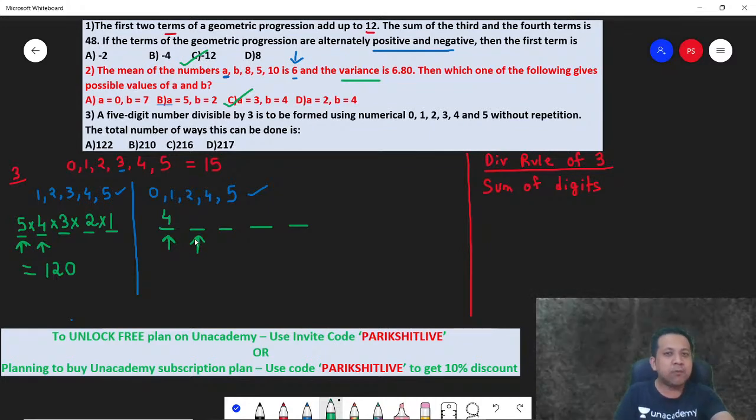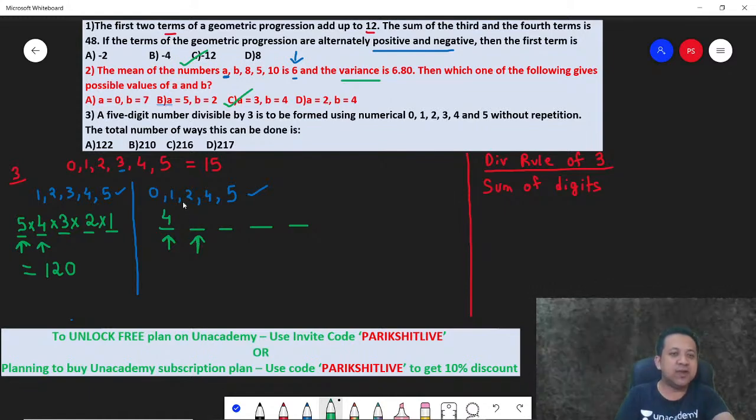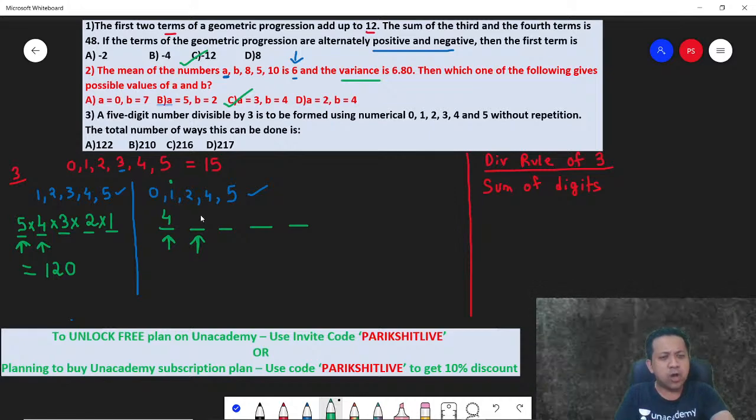How many ways? Again 4 ways. Why 4 ways? Remember, repetition of digits is not allowed. That would mean whatever digit you selected in the leftmost place, the same digit cannot be selected again. So let's say if you have selected 1 in the leftmost place, you can't select 1 again. So how many digits remaining? Out of the 5, 1 is gone, 4 are remaining.